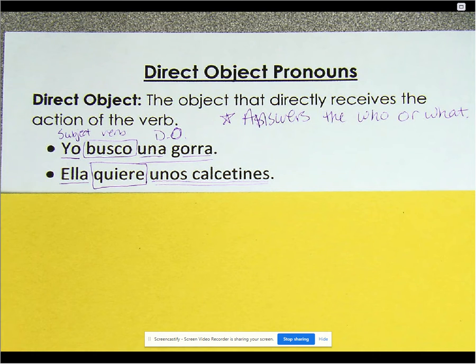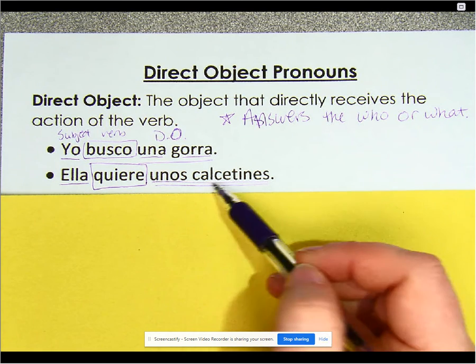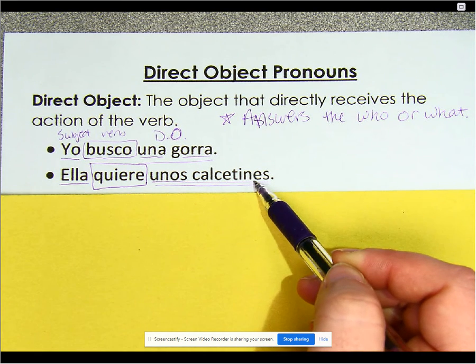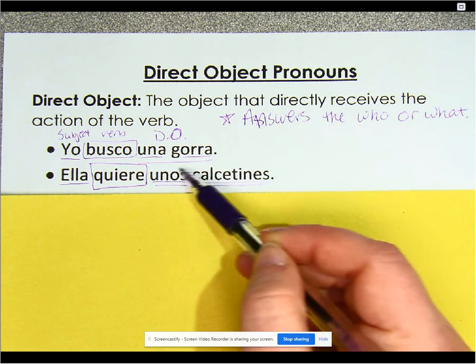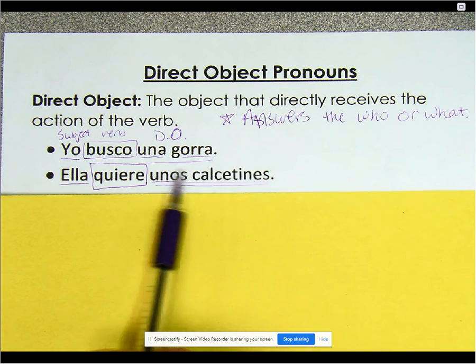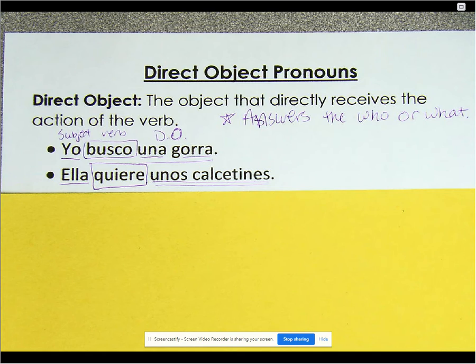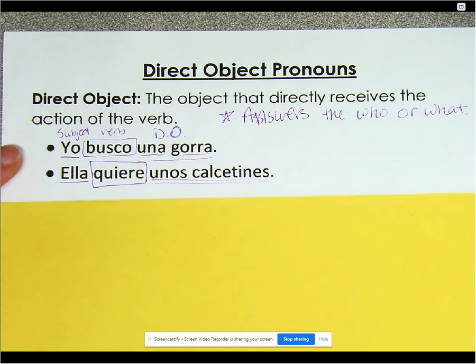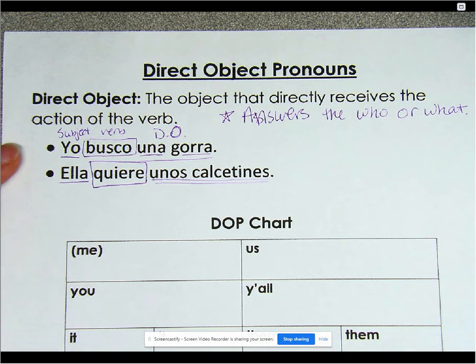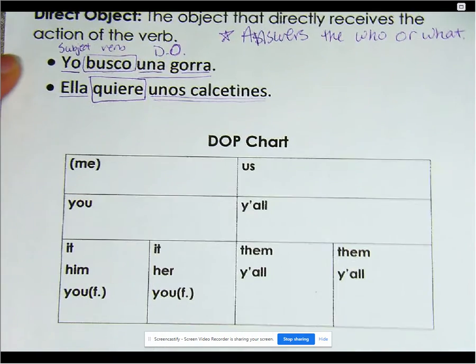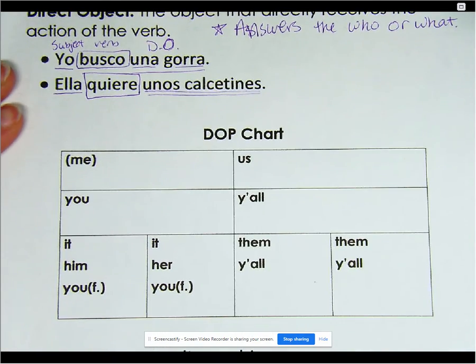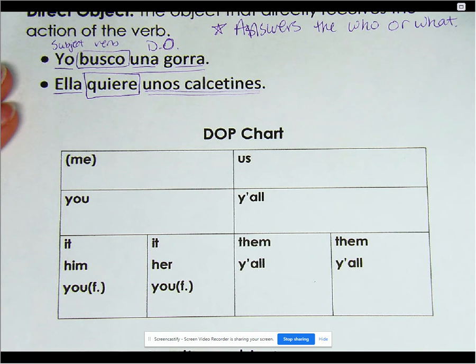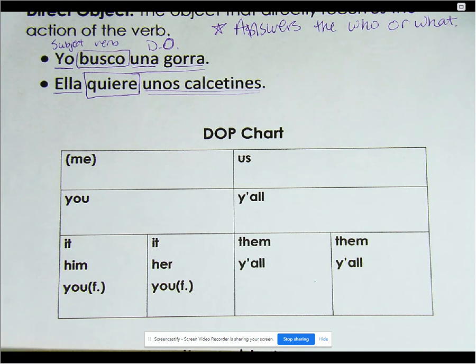Awesome. So technically, calcetines is the direct object, unos is an article, but when we replace the direct object, we're going to see that the article gets left out. Okay, so here is the chart. Here's the chart that we need to copy. So go ahead and pause this video, get it copied down, and then we will go over it.